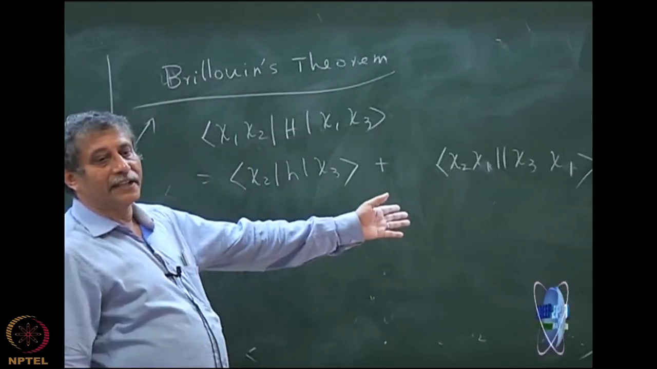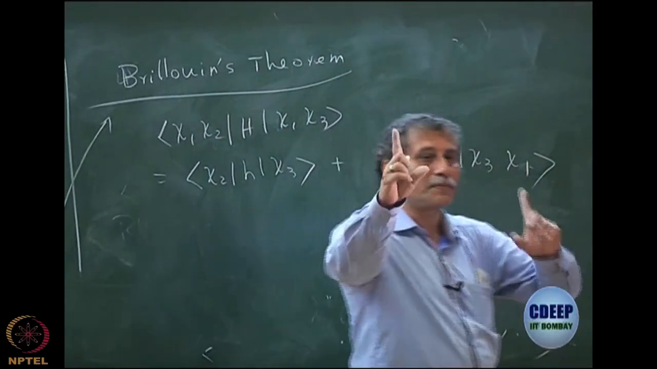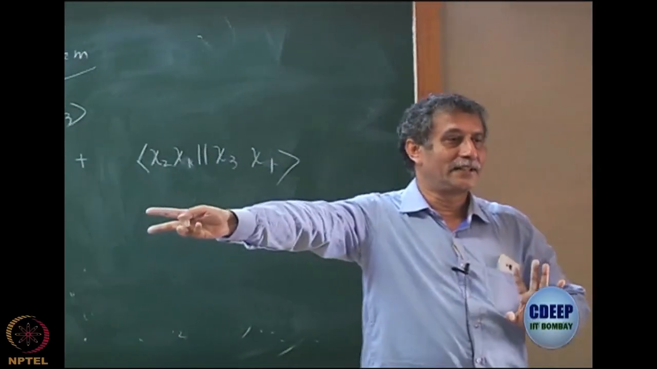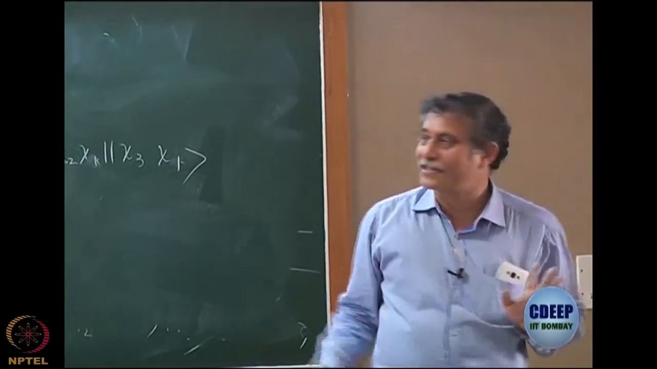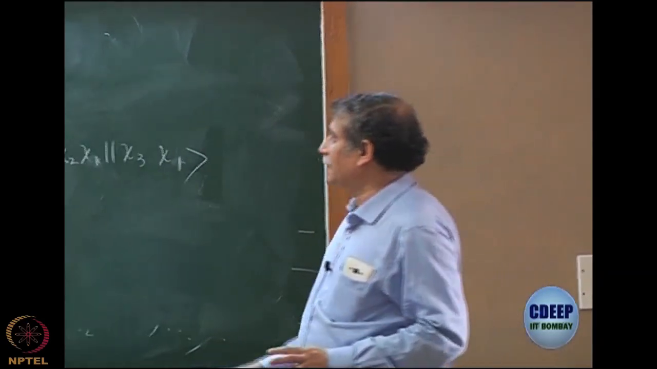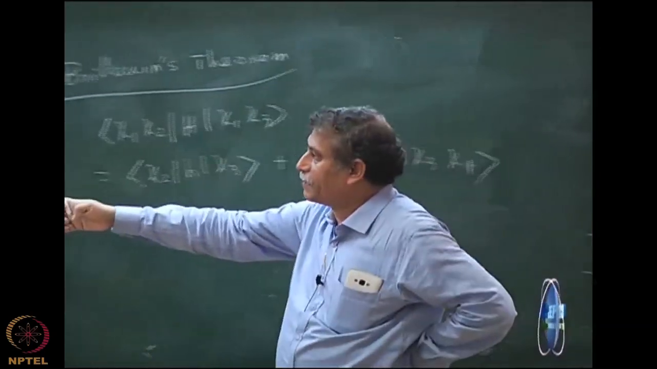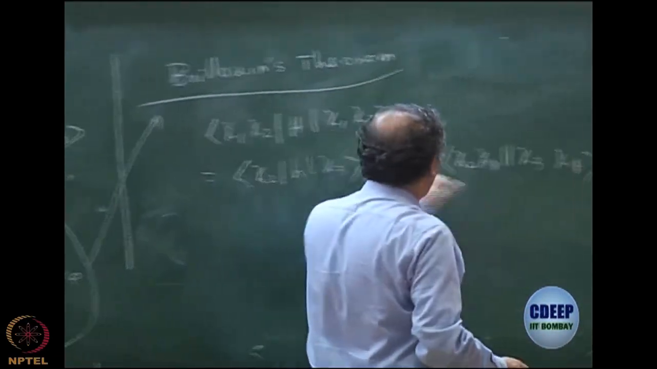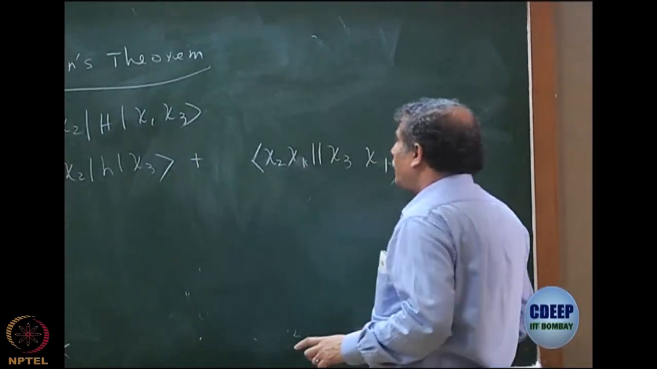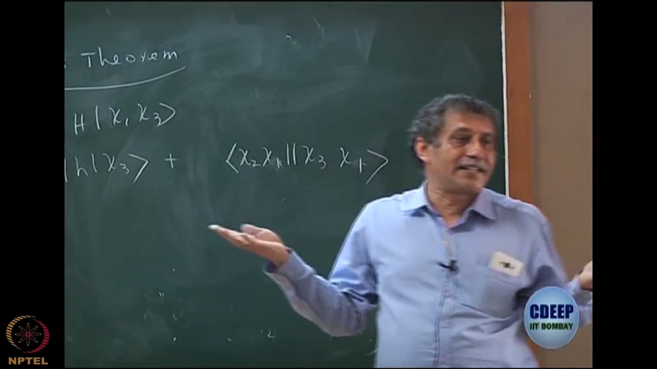And then you can do spin integration, depending on what chi 2, chi 1 and chi 3 are, up spin or down spin. Again, the same thing will happen: what will vanish, what will not vanish. But I hope this is an application of Brillouin's theorem. I had a sum over B, but B has to be either 1 or 2, it cannot be 2, so only 1 survives. In fact, sum over B, B not equal to A, is the easier way to write.